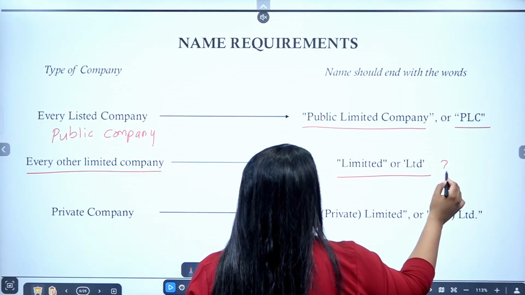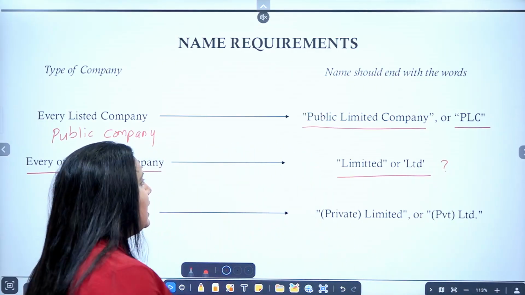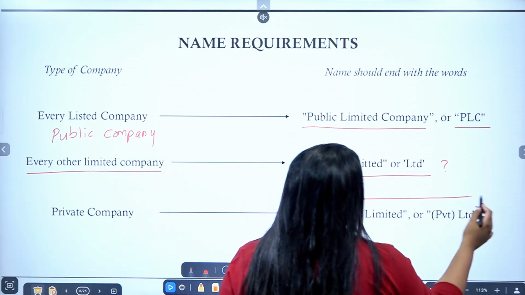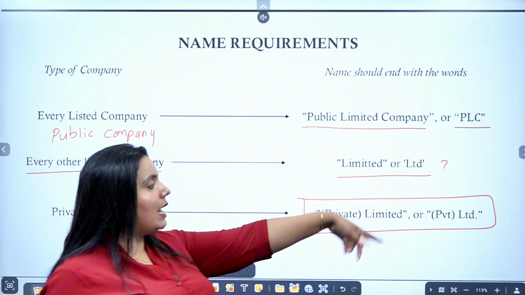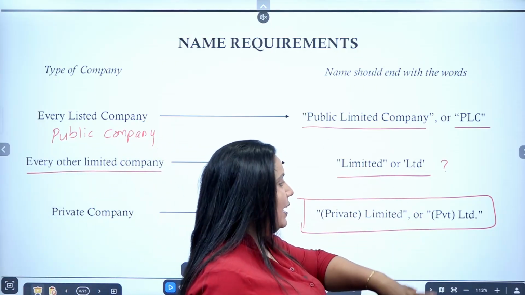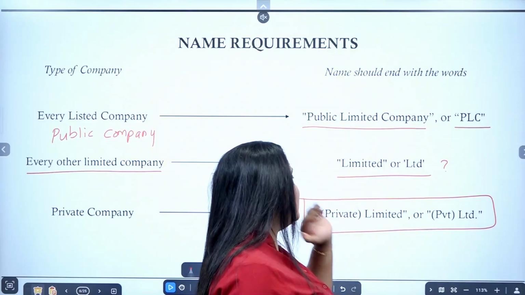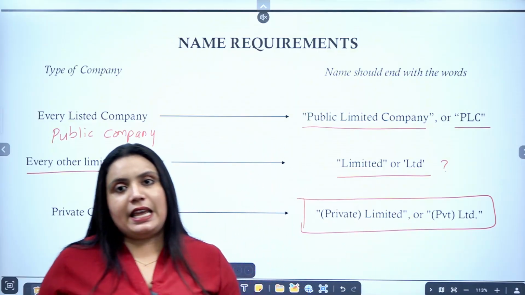Usually this usage is very rare. Private companies, this is the most important. You name it as private limited, with private within brackets and limited outside, or you can abbreviate it as PVT Ltd. So private limited or PVT Ltd.